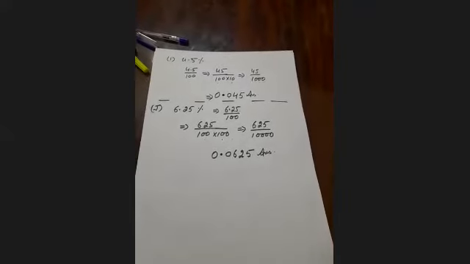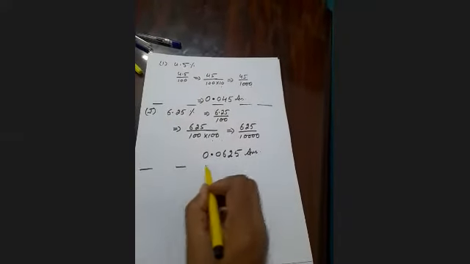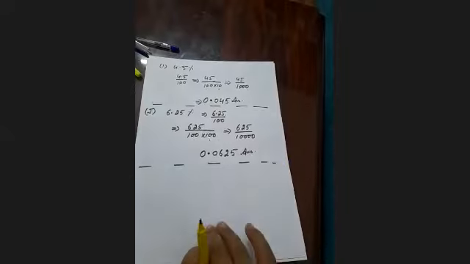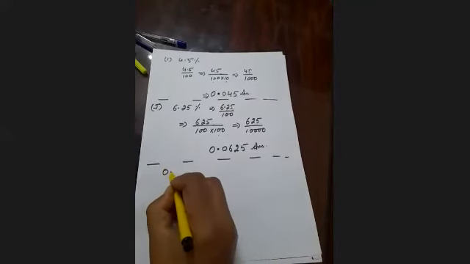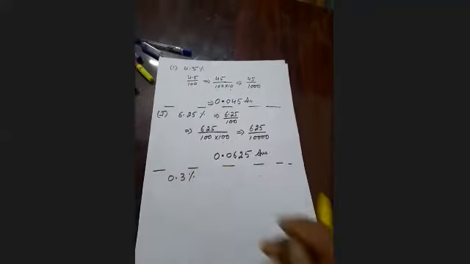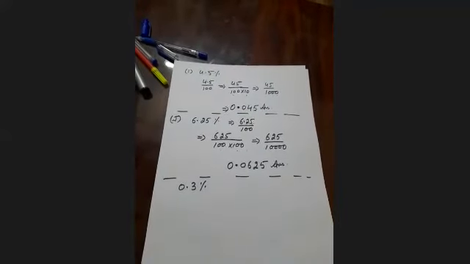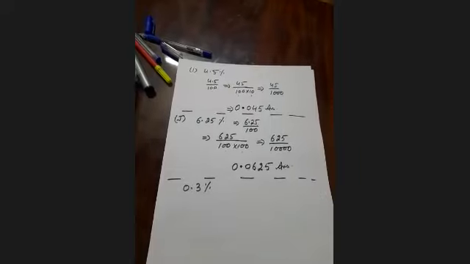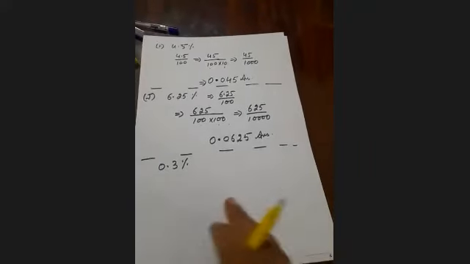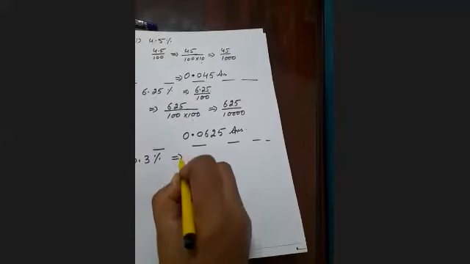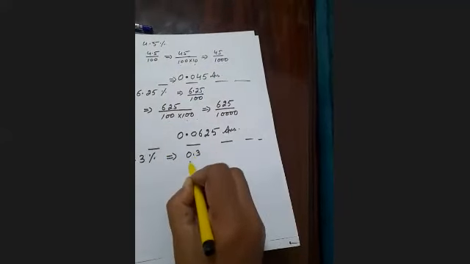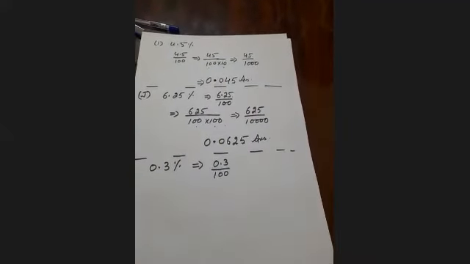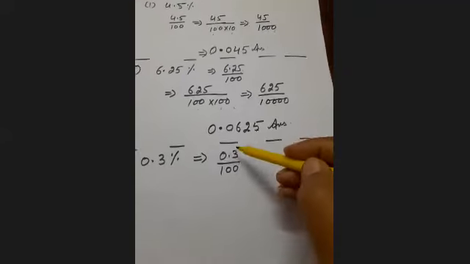Dear students, yes, students, last part, 0.3%. First, we write this number as a fraction, 0.3 upon 100. Now remove this decimal point.